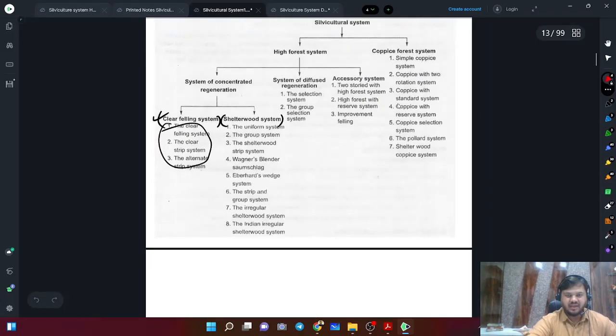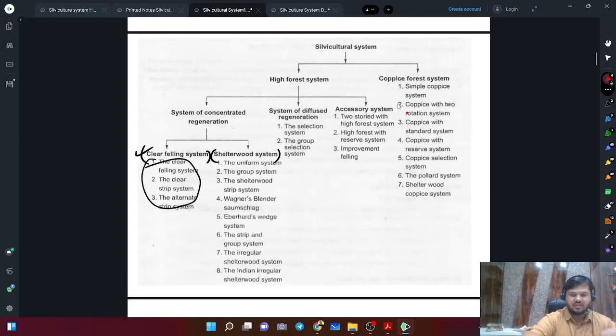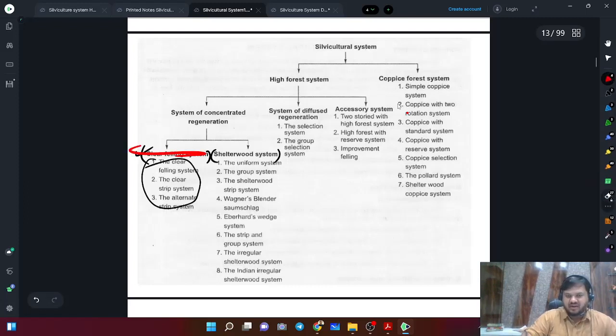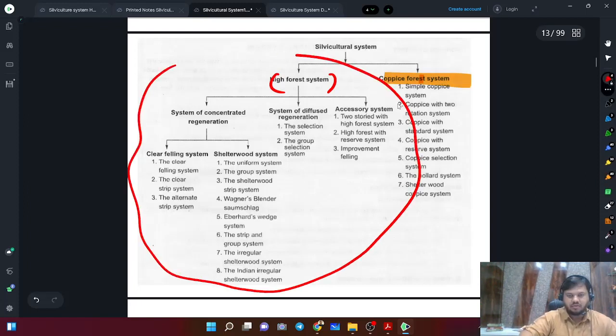This classification diagram, right? Now you can focus. Now I think it will make more sense. The silviculture systems are divided into high forest and coppice forest. For the next couple of video lectures, our focus will be only on high forest, right? After we are done with high forest, coppice is more or less the same thing. So our focus is mostly this high forest system.